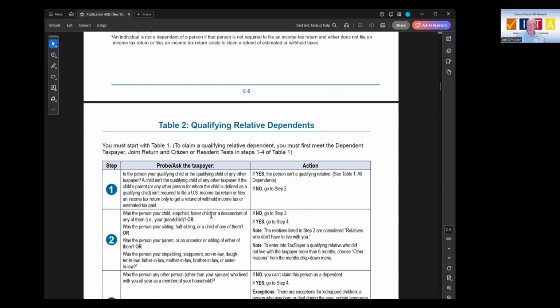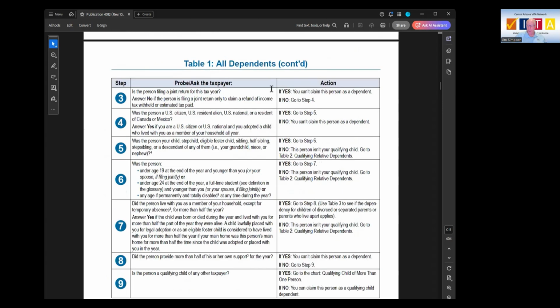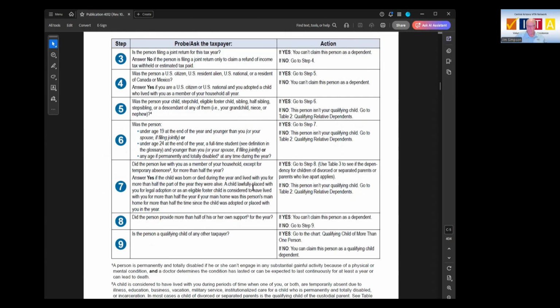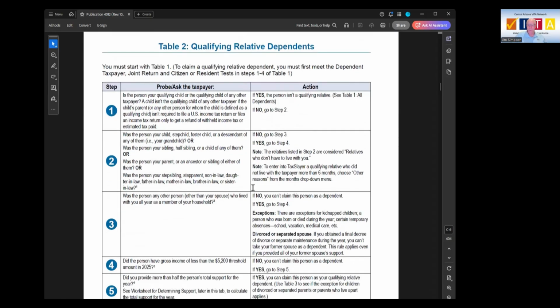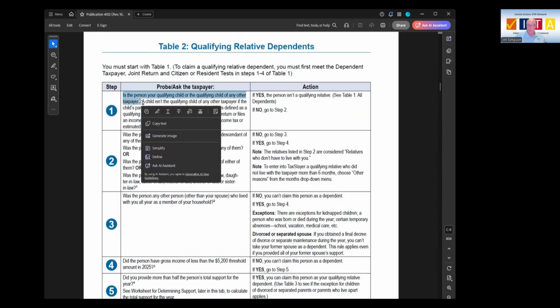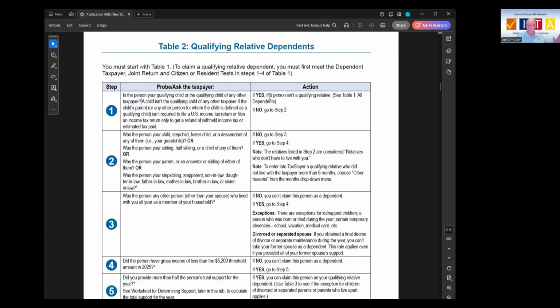Okay, so now this is the chart for all dependents, right? Now here's one for qualifying relative dependents. That was that second bucket. Instead of being qualifying child, this is qualifying relative, right? And the first test is: is the person your qualifying child or the qualifying child of another taxpayer? If so, they're not your qualifying relative. They can't be both, and it's not a choice that you make, right? So it says yes, go back to table 1 and see all dependents. If no, go to step 2.